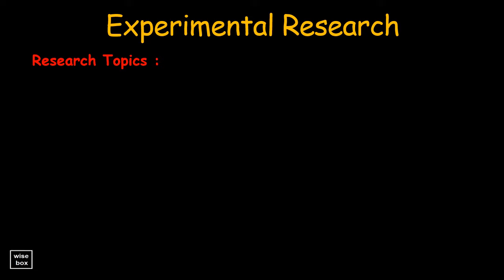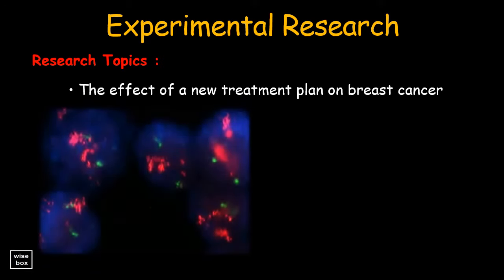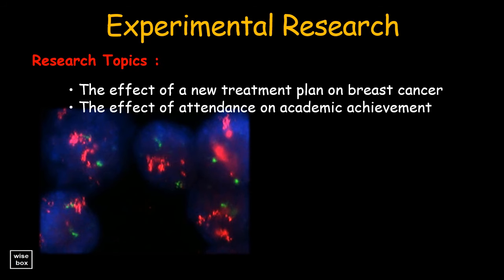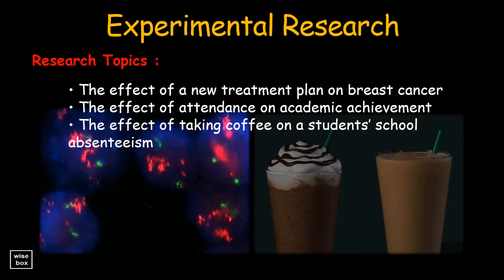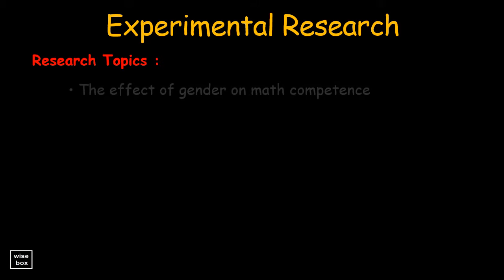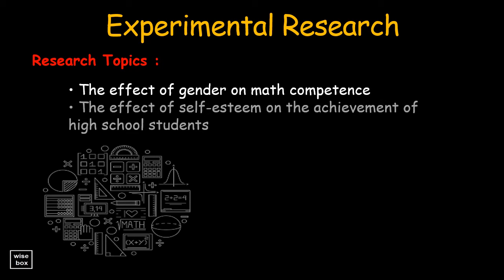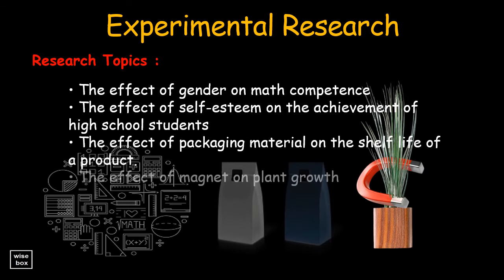Also, here are examples of research topics for experimental research. The effect of a new treatment plan on breast cancer. The effect of attendance on academic achievement. The effect of taking coffee on a student's school absenteeism. The effect of gender on math competence. The effect of self-esteem on the achievement of high school students. The effect of packaging material on the shelf life of a product. The effect of magnet on plant growth.